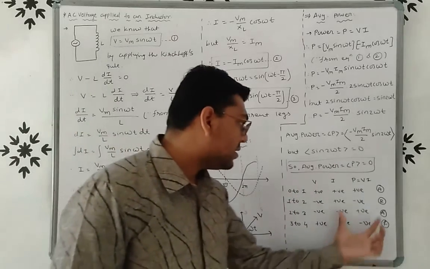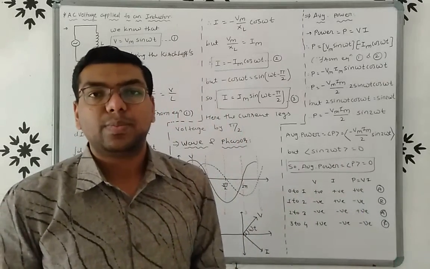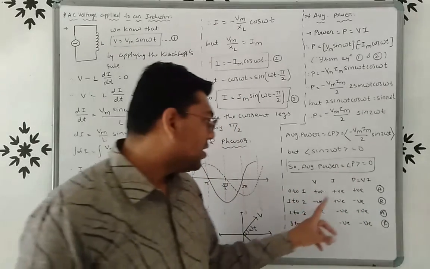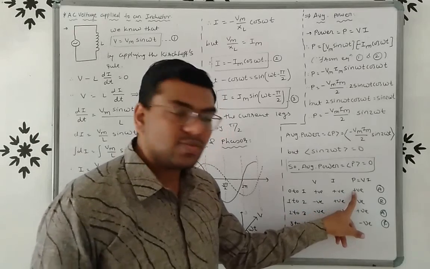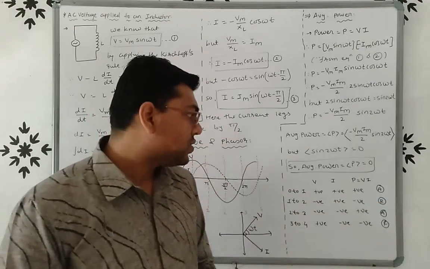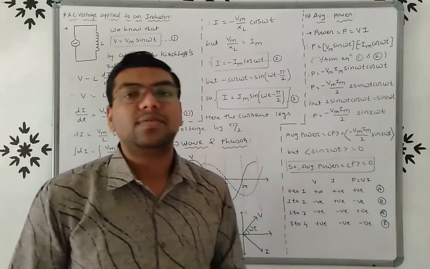And these are the different cases when power, or we can say the product of V and I, is positive or negative. If the product is positive, then energy is absorbed by the source, and if the product is negative, then energy is returned back.